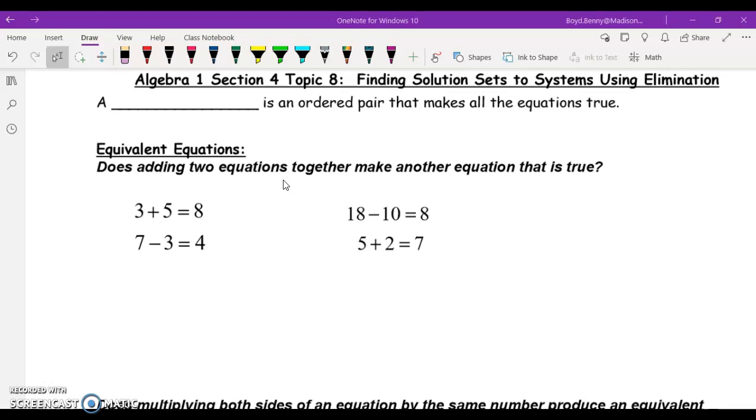Today's lesson is on solving a system of equations using elimination. So let's go ahead and jump right in. As we have already seen in previous lessons, a solution is an ordered pair that makes all the equations true. And an ordered pair is written as x comma y.